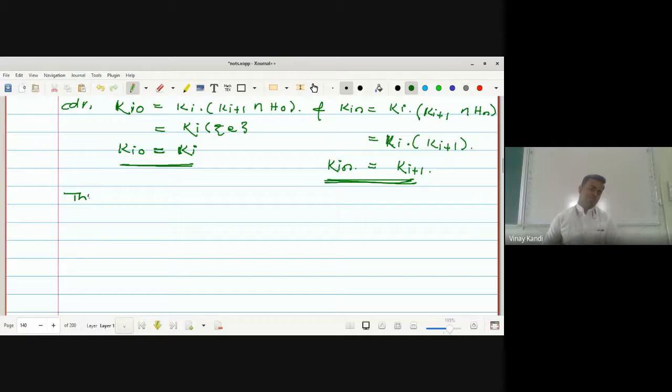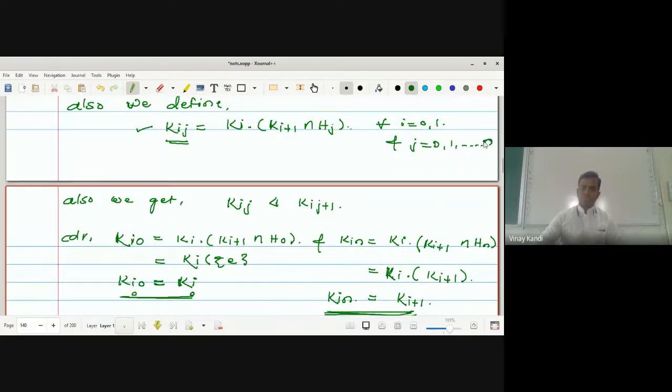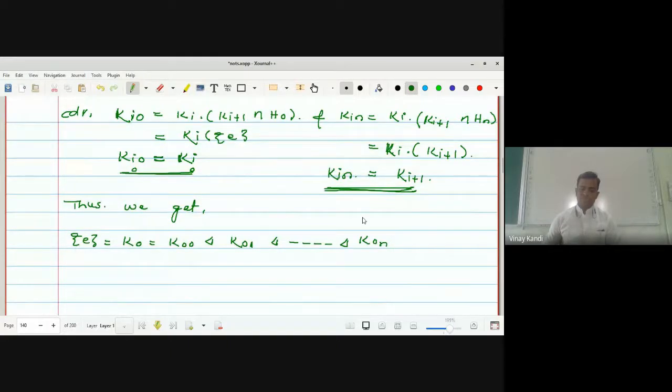Thus we get the singleton E equal to K0, which is equal to K00, which is normal in K01, keeping j constant, which is normal in and so on, up to K0n, where j varies with i equal to 0, that is 00, 01, 02 up to 0n, which is equal to K1. K0n is equal to K1, from this one.